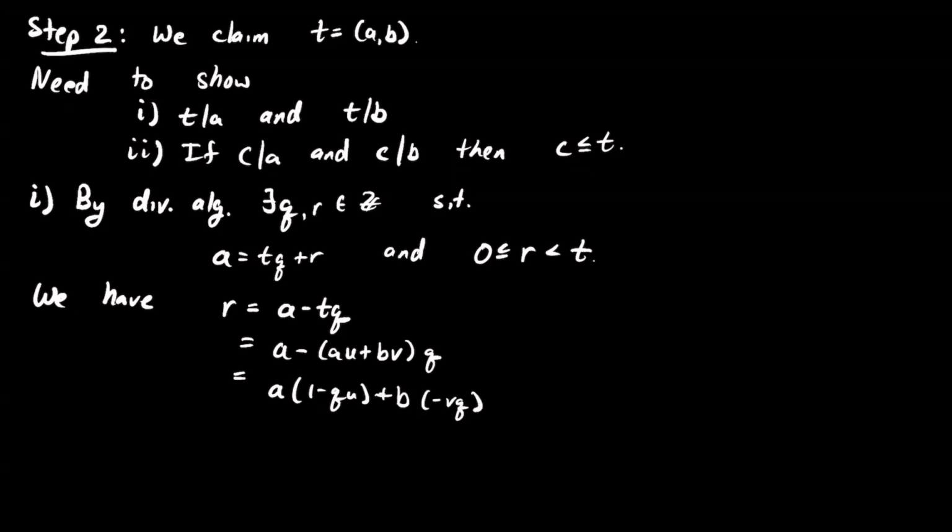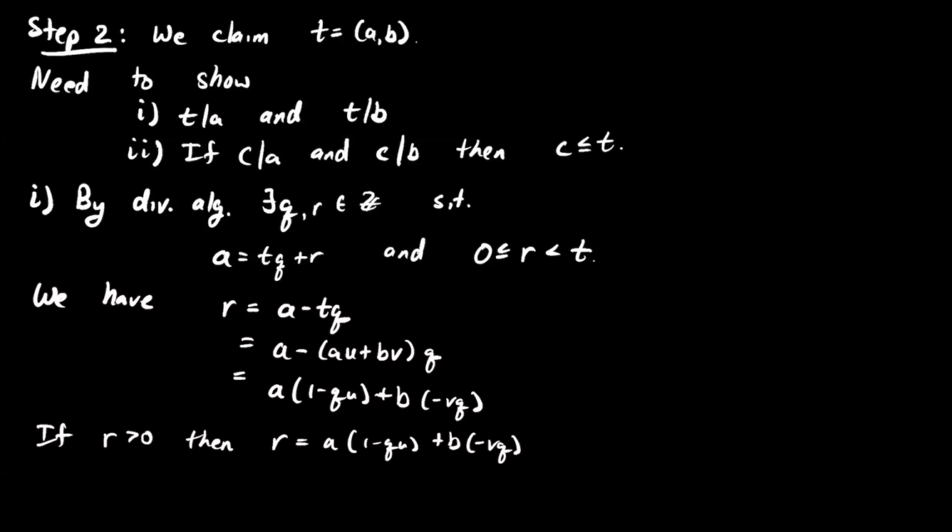So we have an expression for R. And the thing to notice is, if R is bigger than 0, so if the remainder is non-zero, then R is equal to A times an integer, A times (1 minus QU) in particular, plus B times (minus VQ). This meets the criteria of being in S, right?